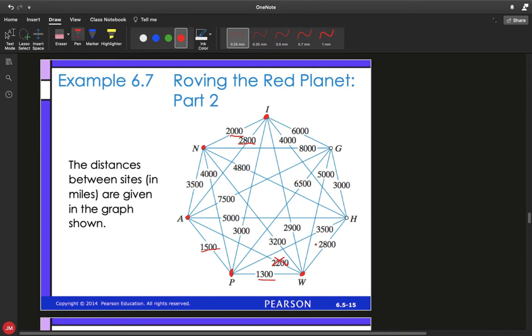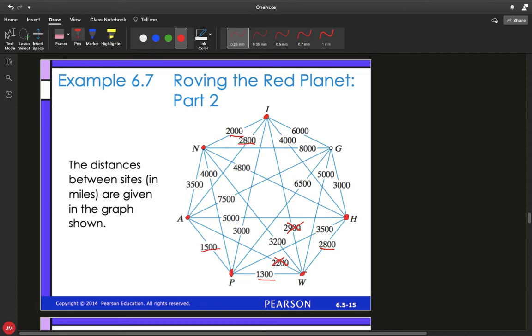Now, we also are going to get to use this 2,800, which connects W to H, because once again, that does not create a circuit. It also does not mean that we have more than 3 edges for each of our vertices. At this point, we just need to look for our next cheapest link. After 2,800 would be 2,900. But that's going to mean 3 vertices coming out of W because we're already using 1,300. We're already using 2,800, so we can't use this 2,900. That would create 3 vertices coming out of W, so that's not going to work.